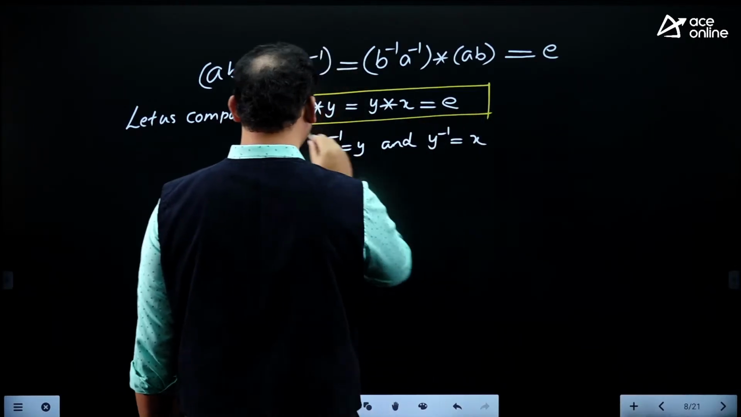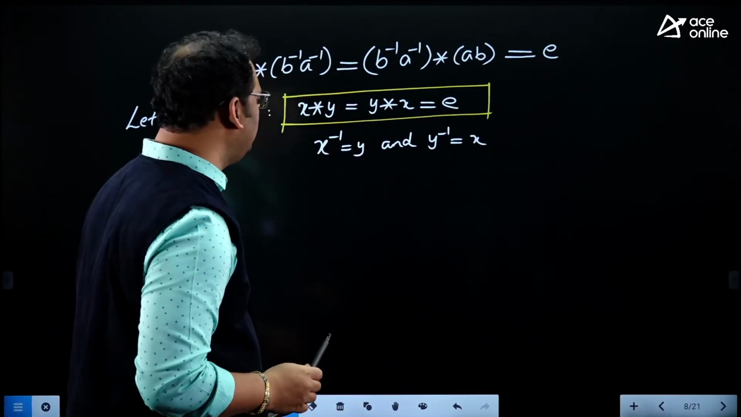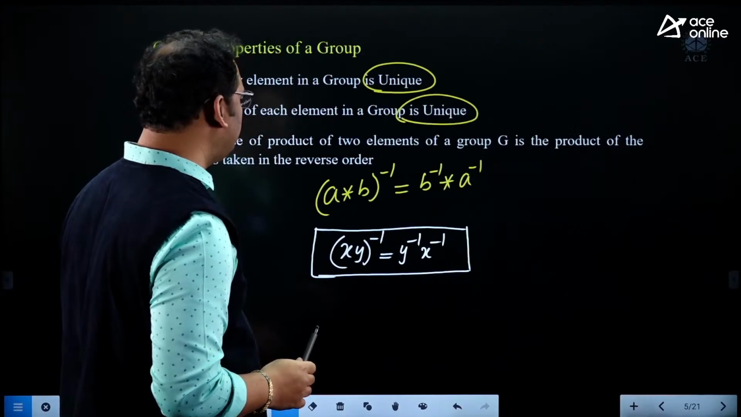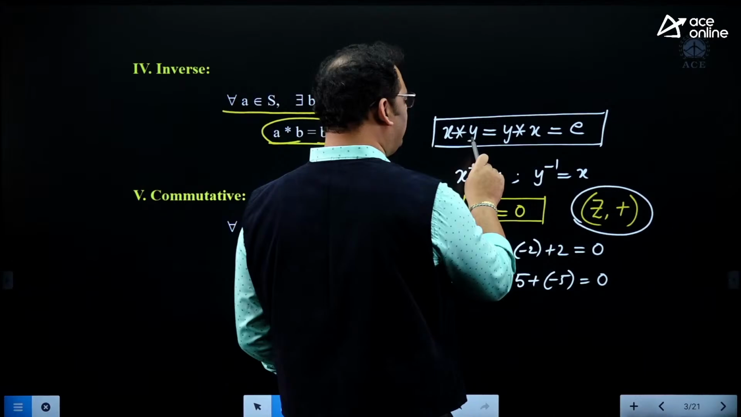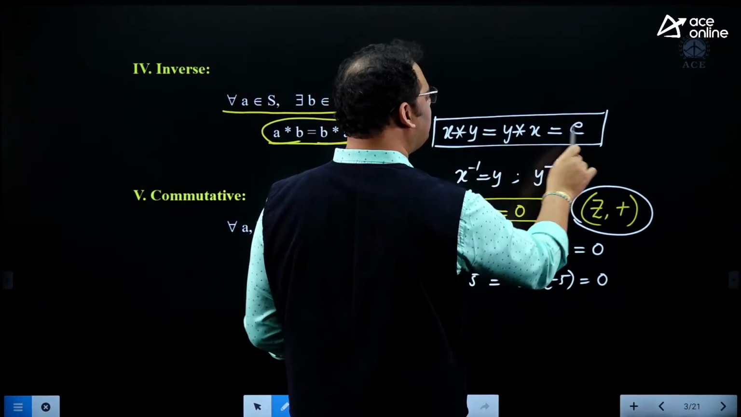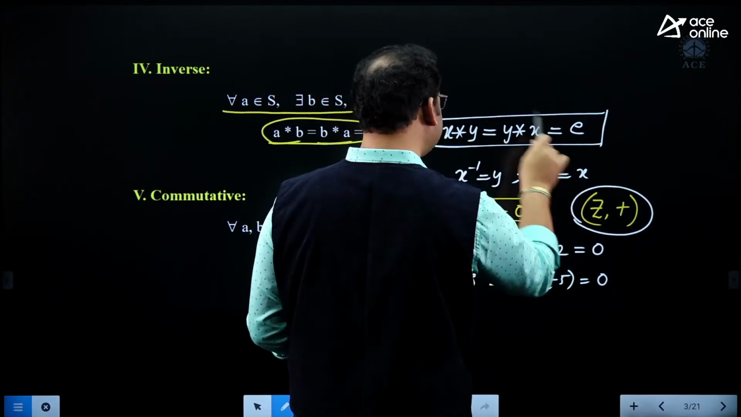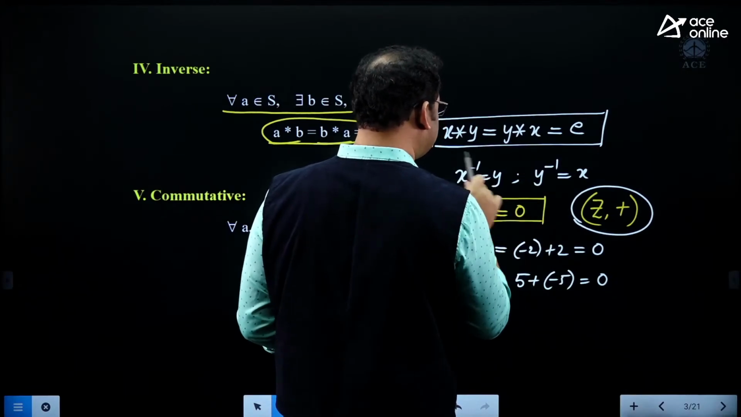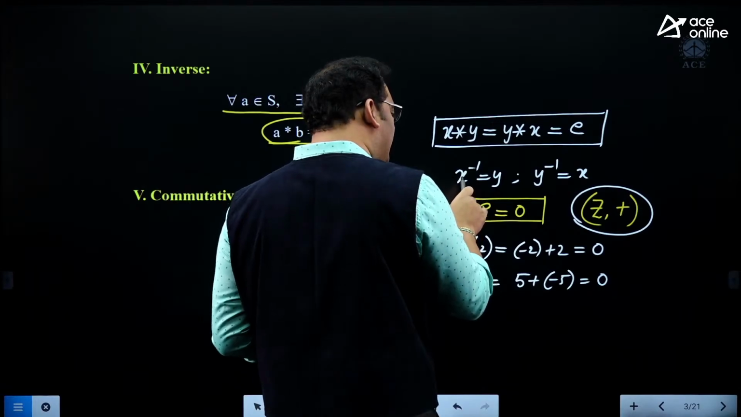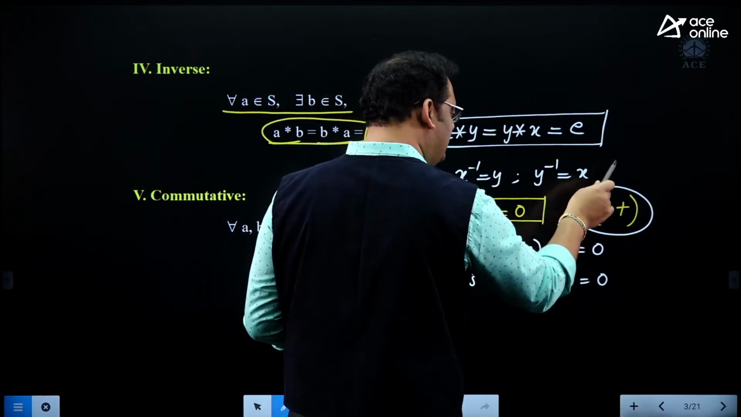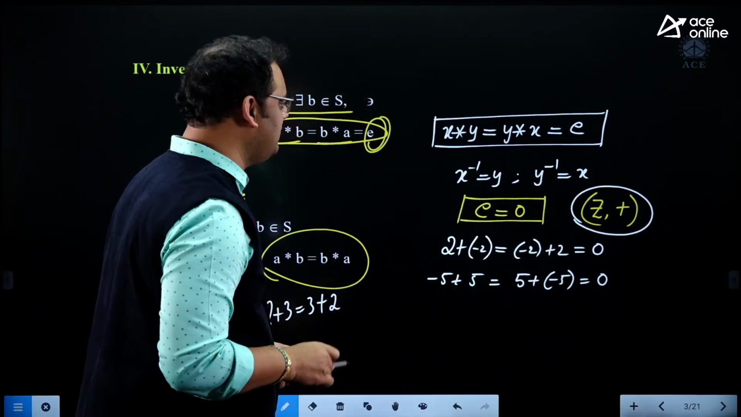And I think we already discussed this in the inverse property. Let us look at that one again. Yeah, here I have written something. X star Y is the same as Y star X is the same as E. If such a Y exists for every X, I can say that it follows the inverse property. And X inverse is Y and Y inverse is X. So remember that.